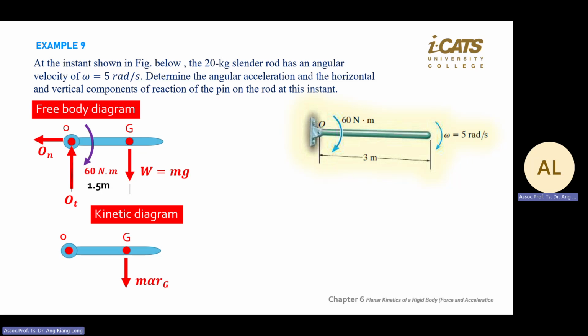The AT is alpha R. The normal one, because this point does not move, has no AN. Okay, no AN. So you can put in M omega squared R because it's a circular motion.